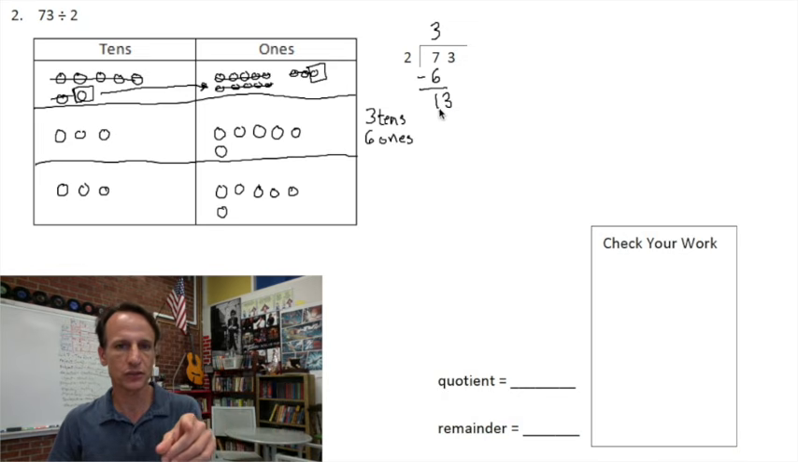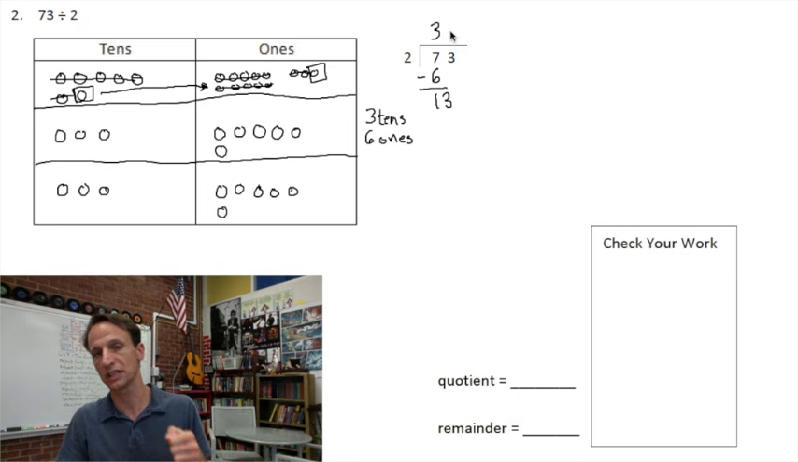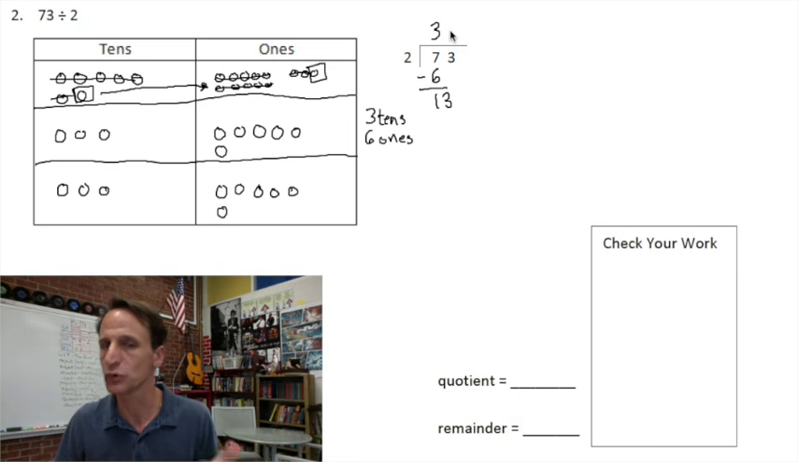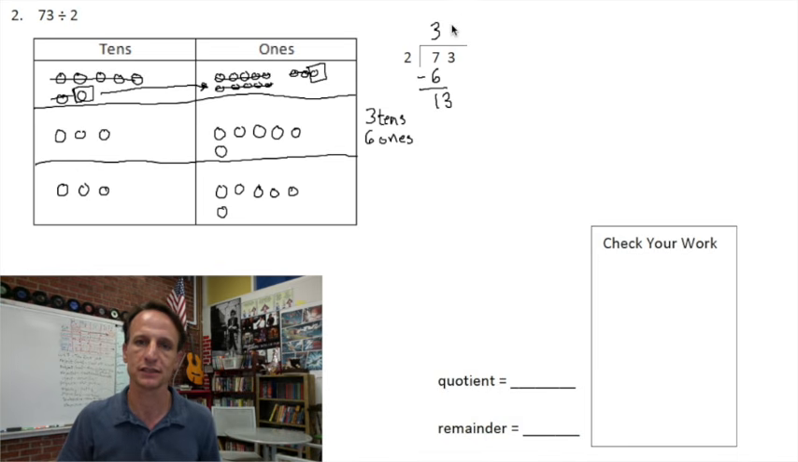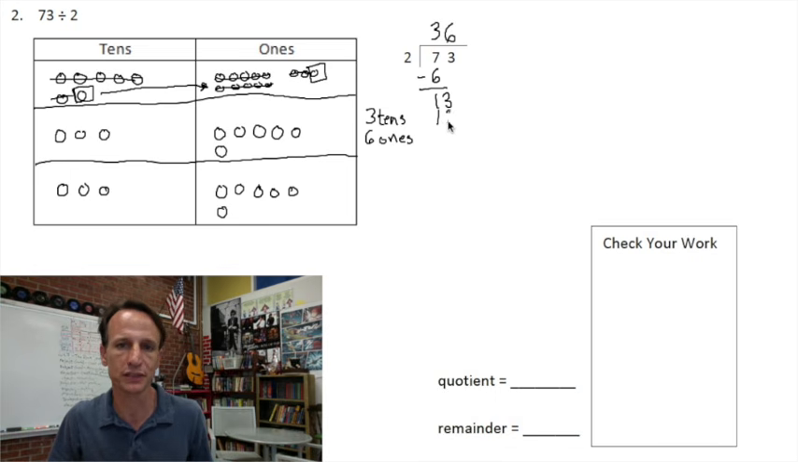So now I have 13 donuts to hand out to the 2 people. And how many do they get each? Well, how many 2s is another way of thinking of this. How many 2s in 13? 2, 4, 6, 8, 10, 12. There are 6 2s in 13 because 6 times 2 is 12.